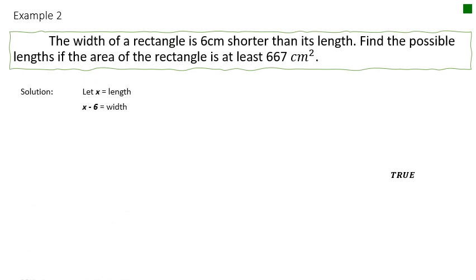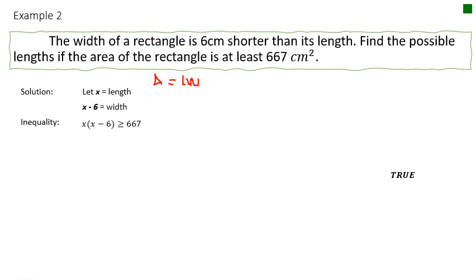Let's have representation. So, let x be the length of the rectangle. Ang formula ng ating area ng rectangle is A is equal to length times the width. So, for the width, we have x minus 6. The width of the rectangle is 6 cm shorter than its length. Shorter than, so ibig sabihin, magma-minus ka kasi shorter than.